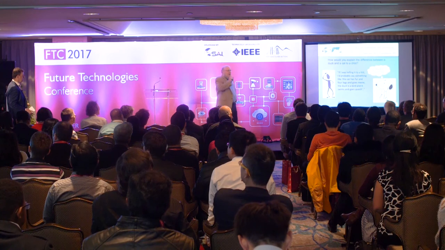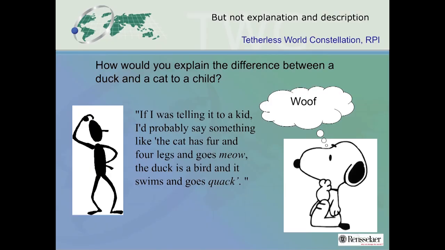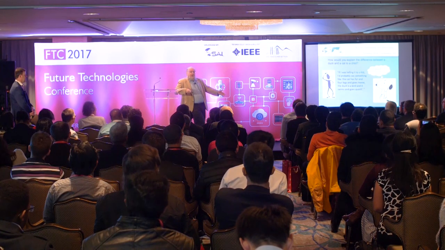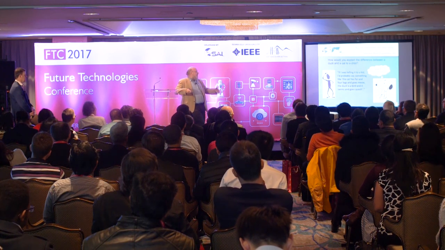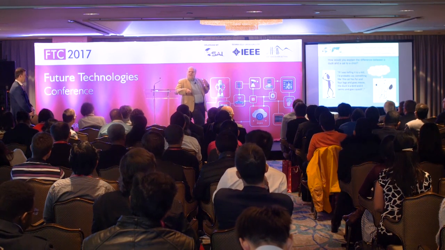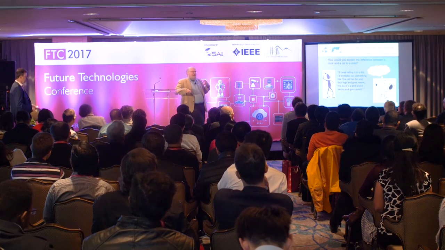But when I called my daughter up and asked, can you tell me the difference between a duck and a cat? The first thing she says is, oh, Dad, you're not going to tell that story again. But then I said, seriously, supposing you were telling it to a kid, she teaches kindergarten students during the summer, the difference between cats and ducks. And she said something like, if I was telling it to a kid, I'd probably say the cat has fur and four legs and goes meow, and the duck is a bird and it swims and goes quack. And if you said to your dog, what's the difference between a cat and a duck? It would say, woof. I mean, we have an ability to reason and understand the symbols and put them together and come up with things like this that these learning mechanisms don't.